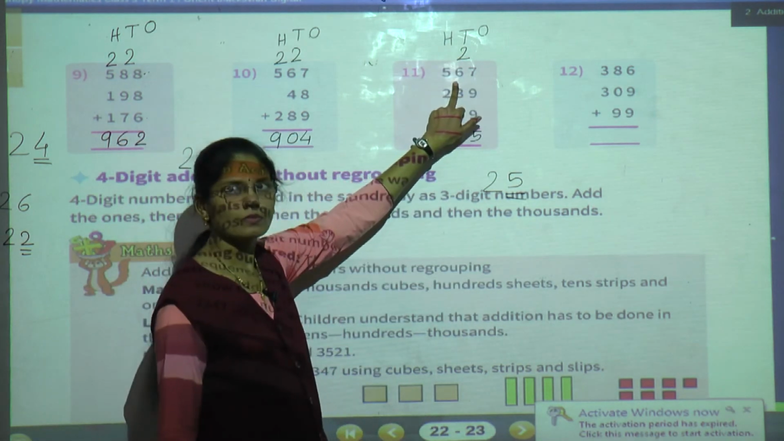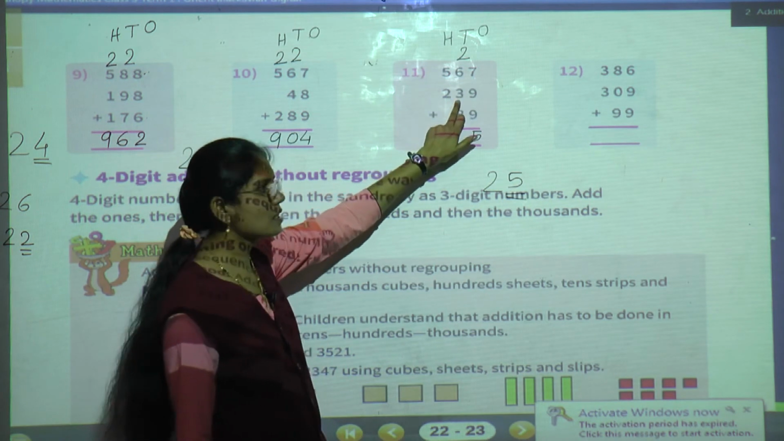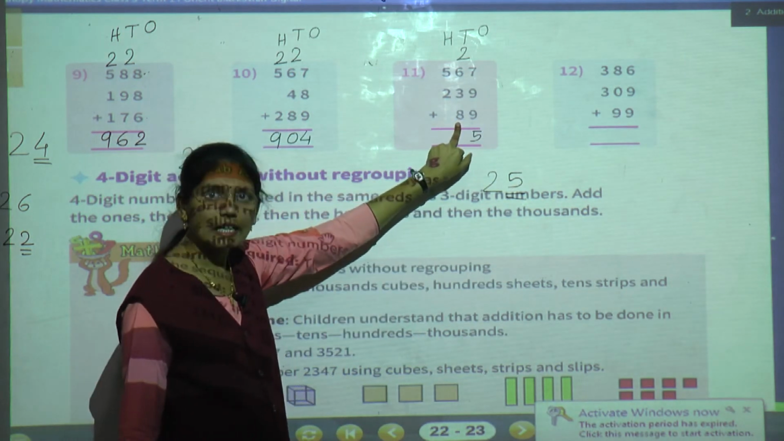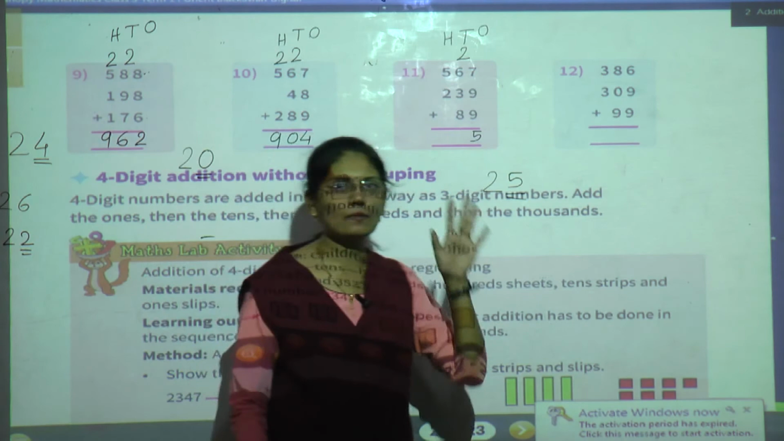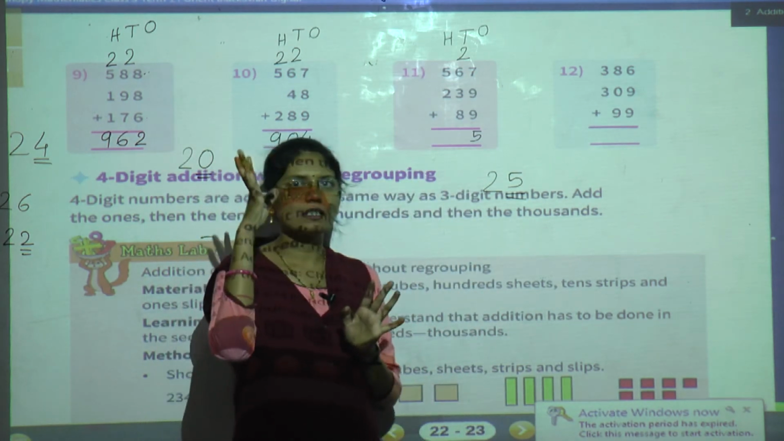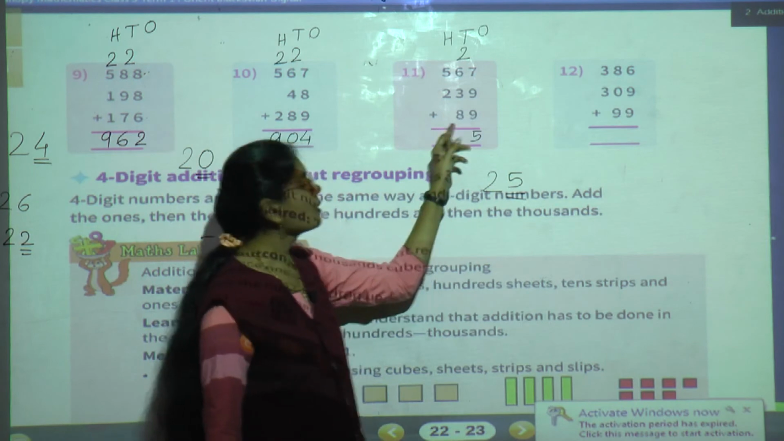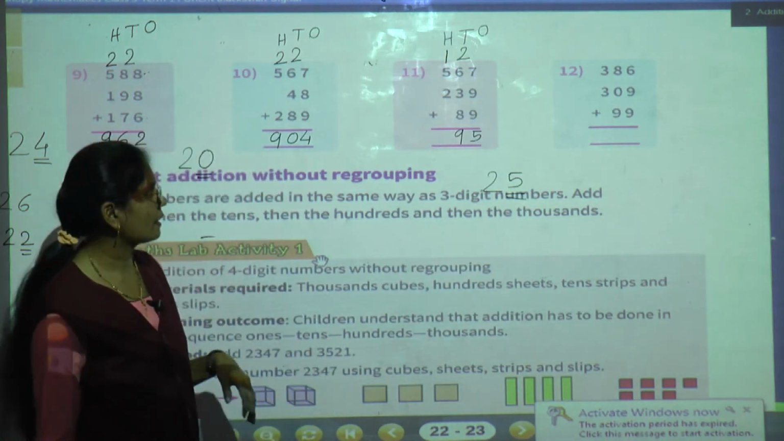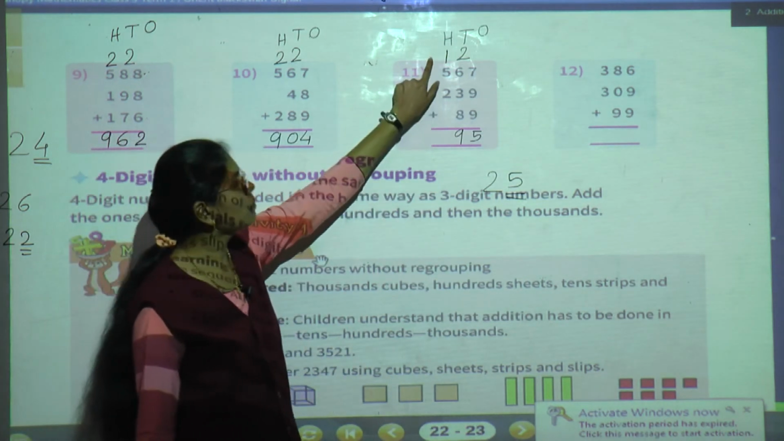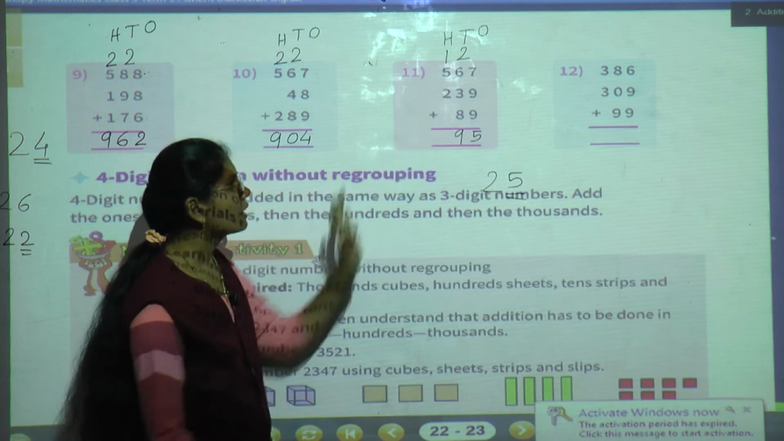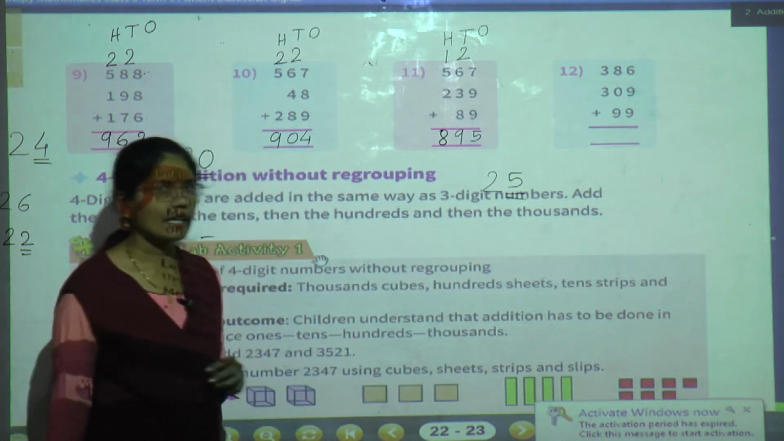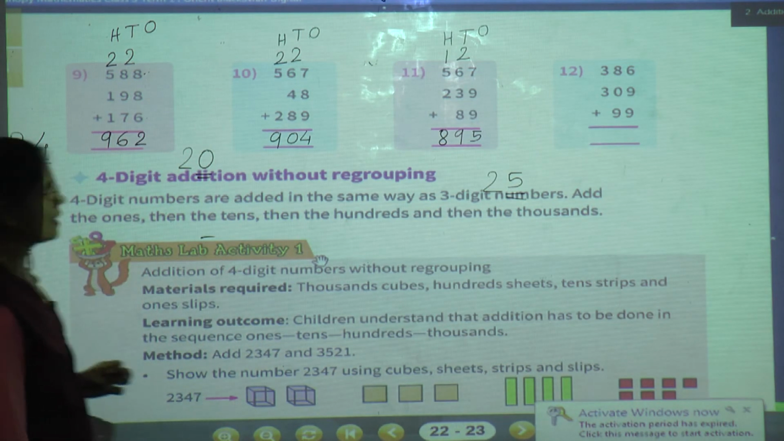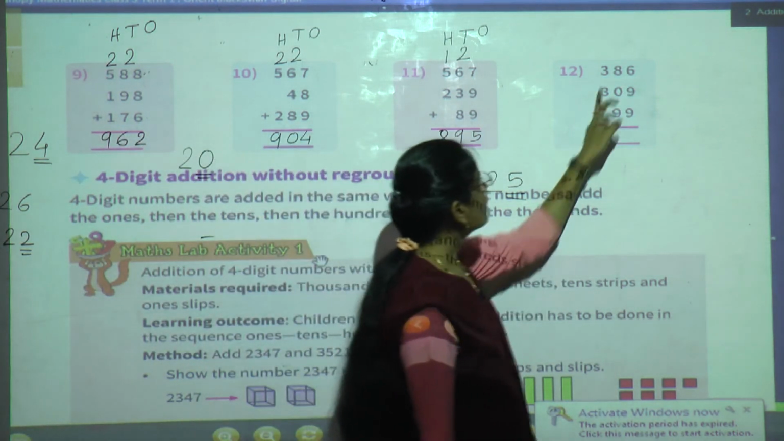Now 2 plus 6, 8. 8 plus 3, after 8 count 3 fingers, 9, 10, 11. Again 11 plus 8. After 11 count your 8 fingers, 12, 13, 14, 15, 16, 17, 18, 19. 11 plus 8, 19. So we will write 9 here and we'll give 1 carry. Now add these three numbers. 1 plus 5, 6. 6 plus 2, 8. So what will be the answer? 895.